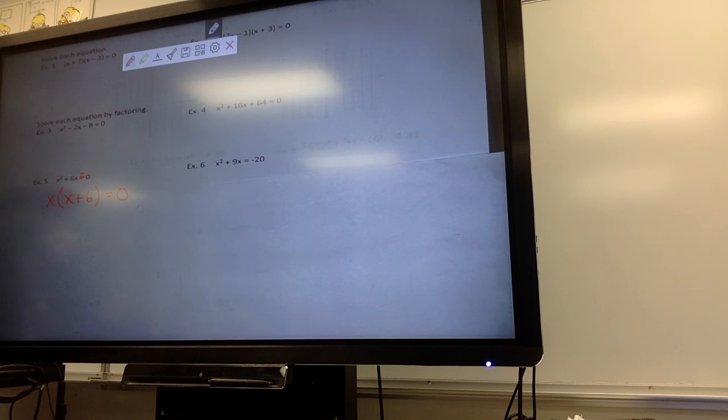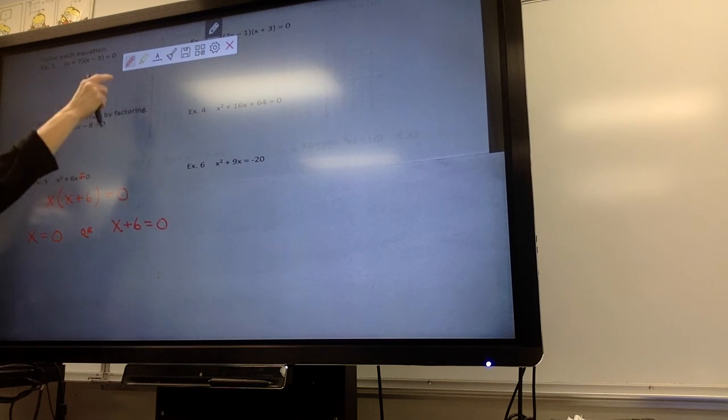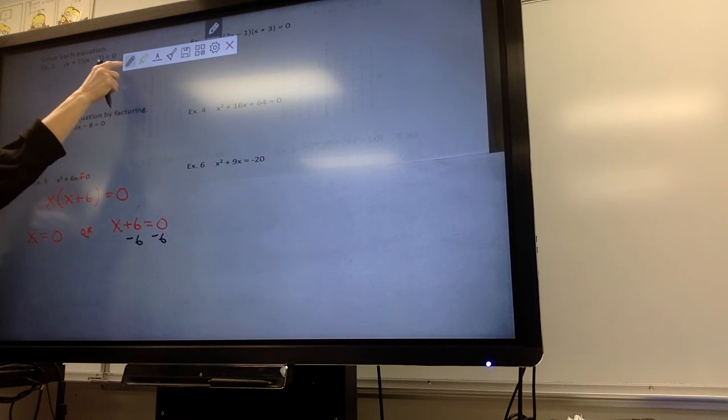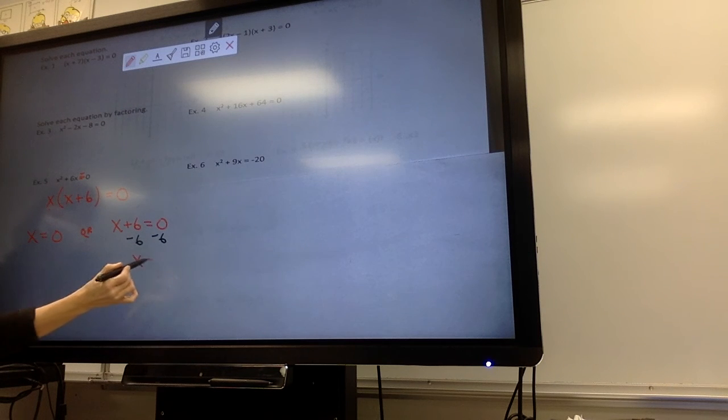Now you've got to apply the zero product property. You've got to say, okay, I've got two factors here. What if the first one, x, is equal to 0? Now there's nothing to solve there. It's already solved. x could equal 0. Or this x plus 6 could equal 0. And in that case, I'd have to subtract 6 from both sides. And I get x equals negative 6. So here would be my two solutions.